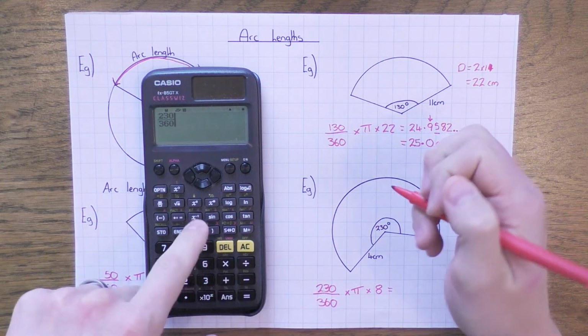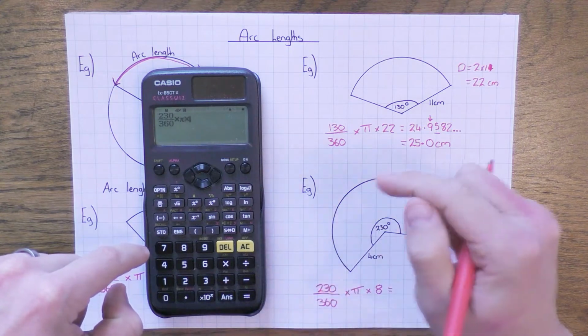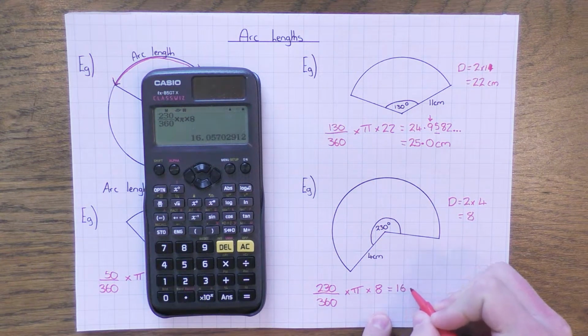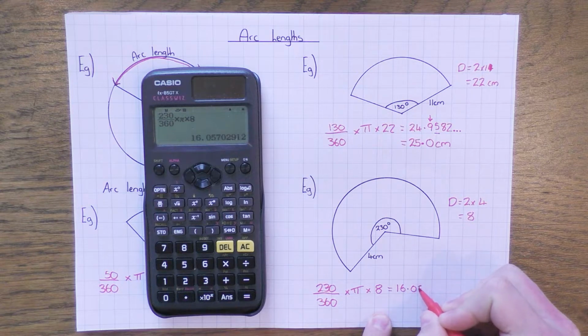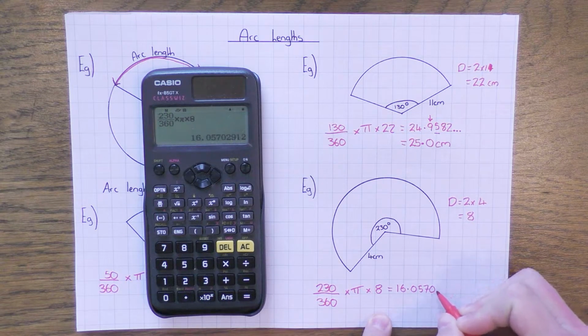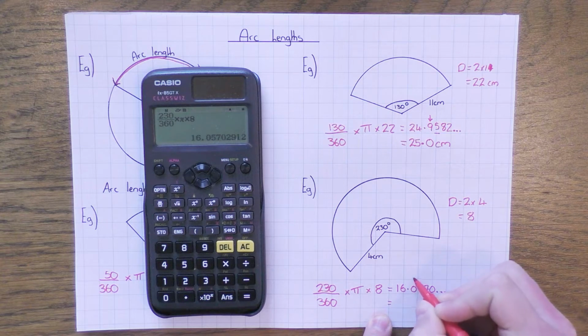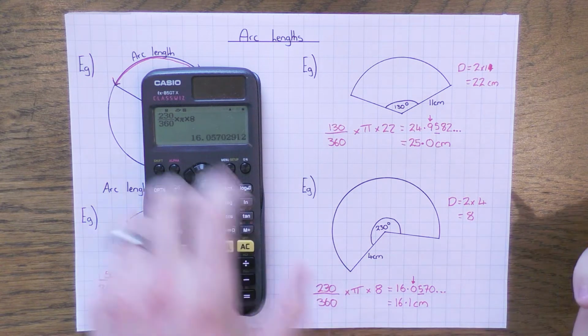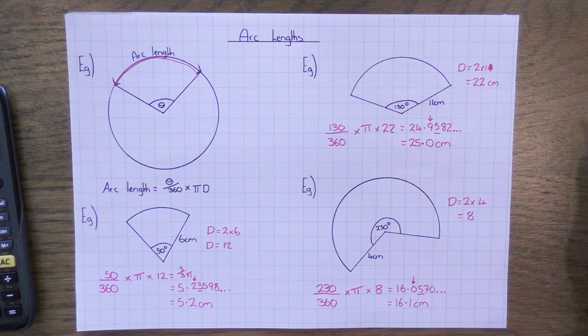So 230 divided by 360 times by pi times by 8. And we have 16.0570 etc. when I press the SD button. And again, to one decimal place, 0 is the first decimal place, 5 tells me to round up, so 16.1 centimetres. So that's the basics of it.